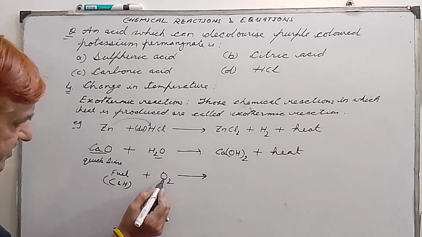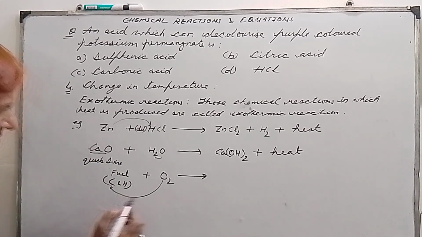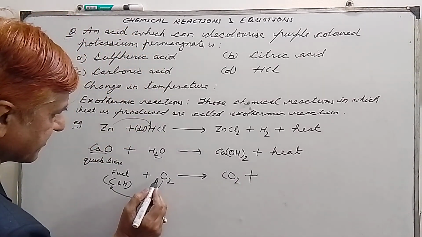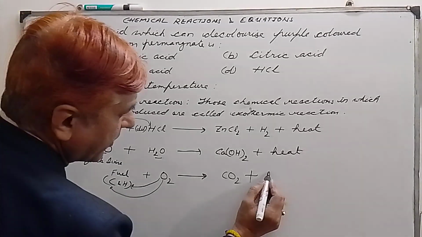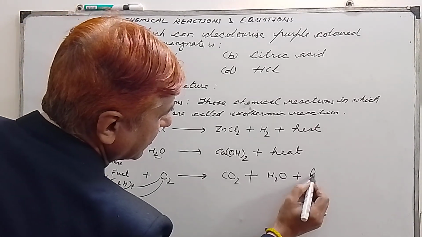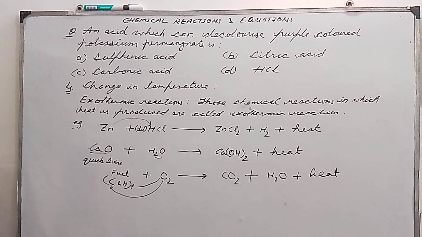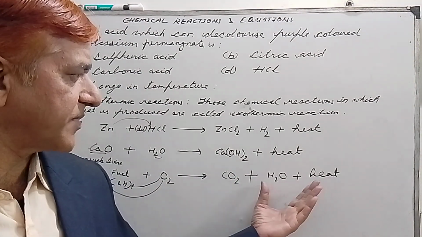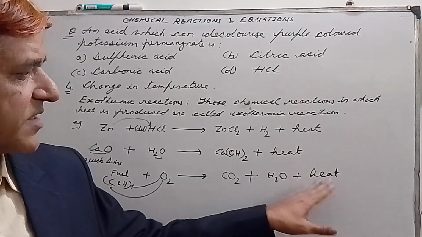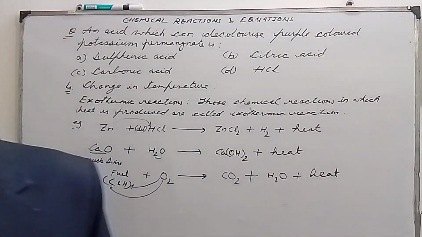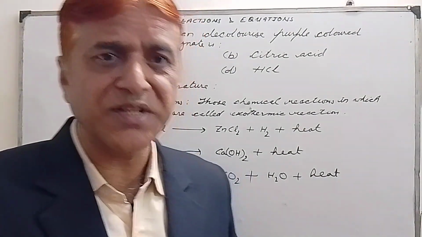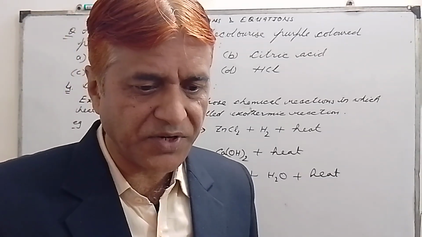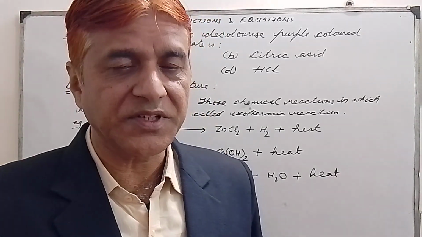So when oxygen combines with carbon, obviously carbon dioxide will be formed, and when oxygen combines with hydrogen, obviously water will be produced, plus a lot of heat will also be produced. So this is also an example of an exothermic reaction, and heat is written on the right side, the product side.